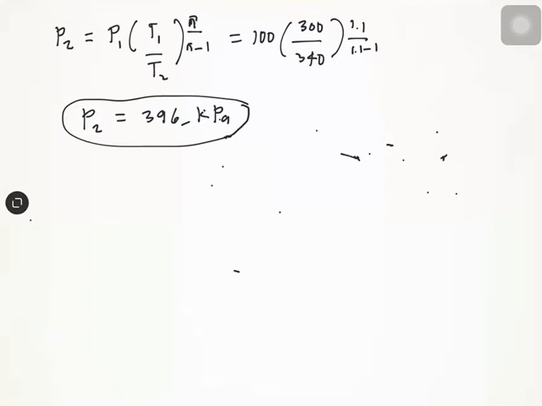Okay, we can also have an alternative way of solving that one, or we can derive, for example, to determine the final volume or the final temperature. So we can now derive using those relationships.